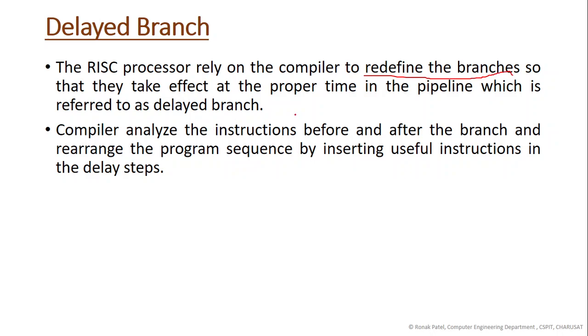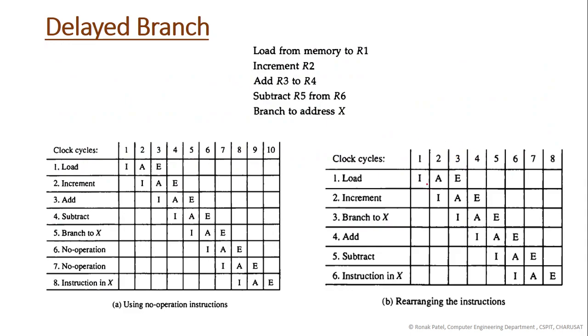The effect at the proper time means that when a branch is taken, the change in the program counter takes effect at a particular time, and in between no cycles are wasted, right? We'll see an example of it. The compiler analyzes the instructions before and after the branch and rearranges the program sequence by inserting useful instructions in the delayed steps. Okay, right? So let's see the example.